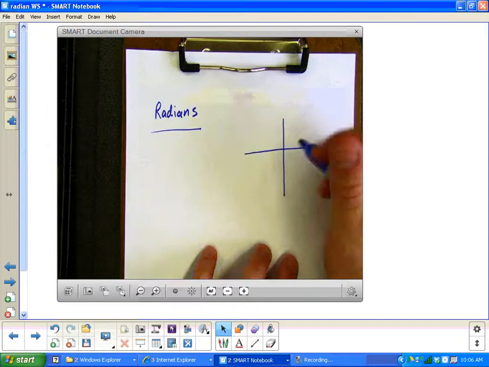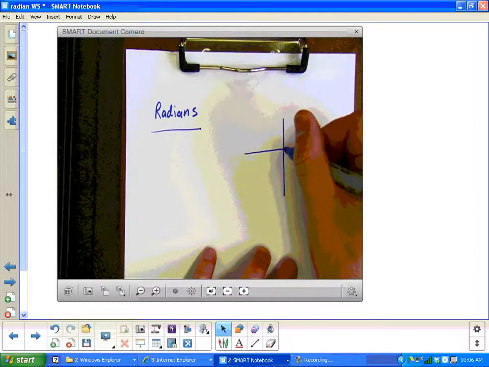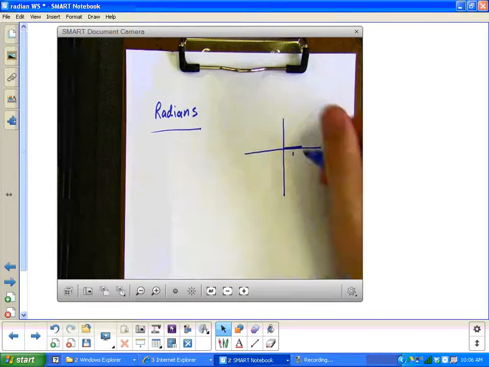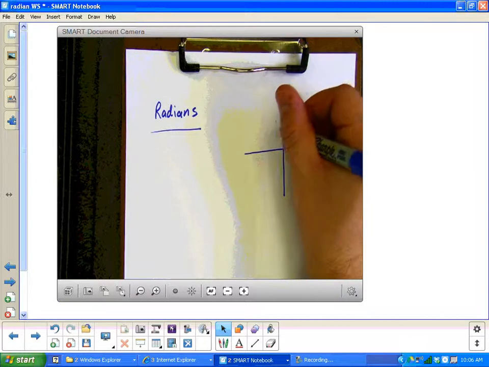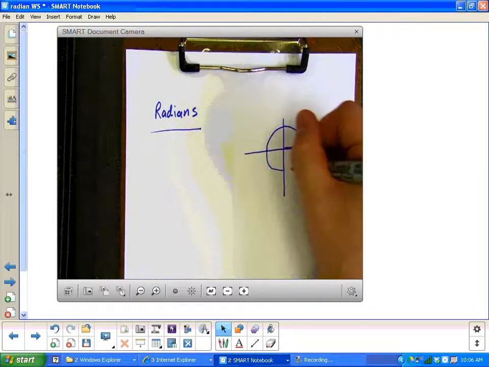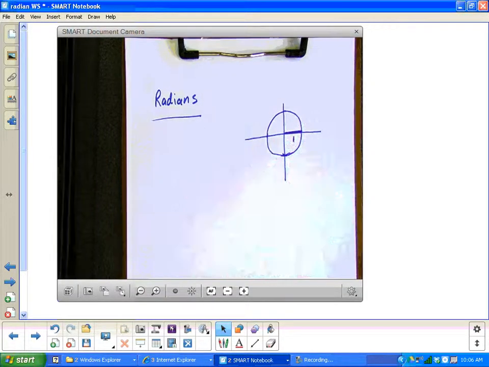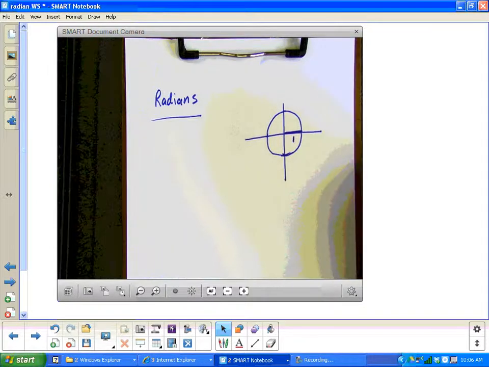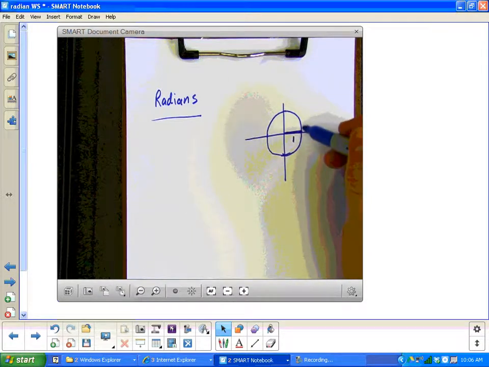Now, what we're going to start off with is standard position on the coordinate plane, and we're going to think about a circle that has a radius of 1. Okay, so I'm going to draw this circle with a radius of 1 all the way around. Now, this is a special circle, and here we call it the unit circle. Okay, now, what I want us to think about is not necessarily the angles just yet, but the distance around this circle. What's the distance around the circle called?